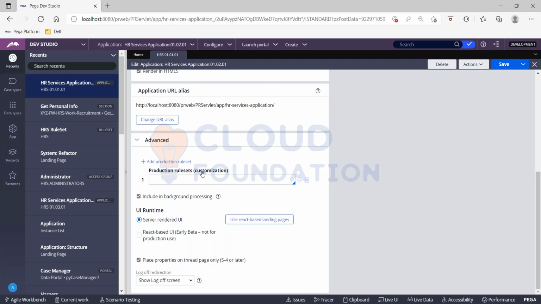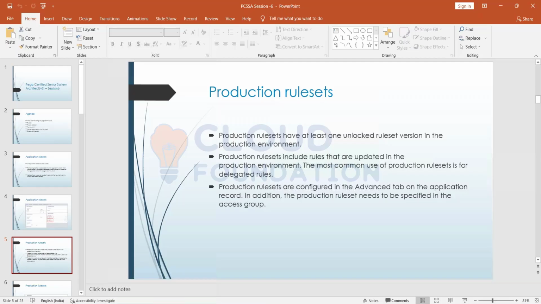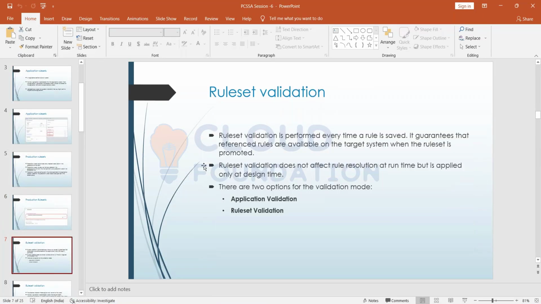So ideally, your production rule sets are specific to those rules that have frequent changes, and it is ideally unlocked. Right? So that's about the production rule sets. Okay. Then what is important is the rule set validation.